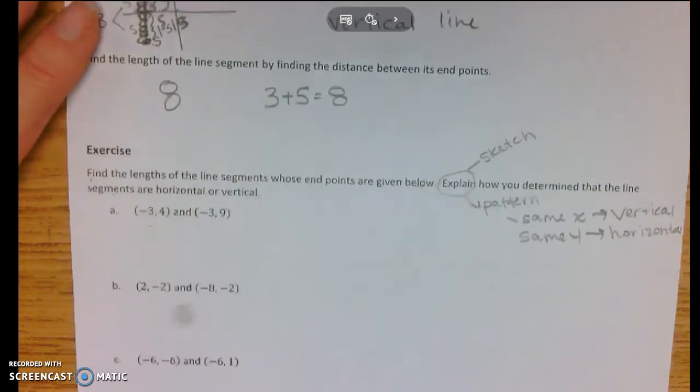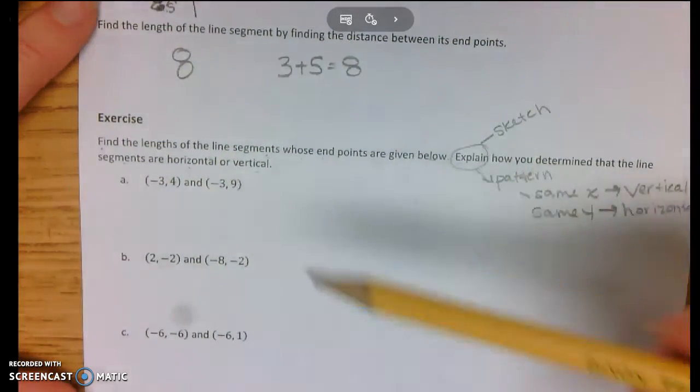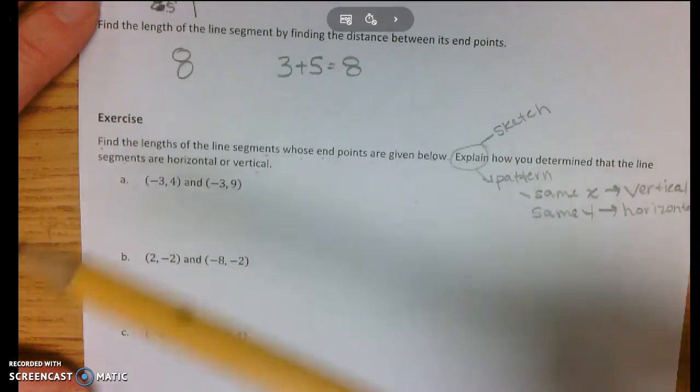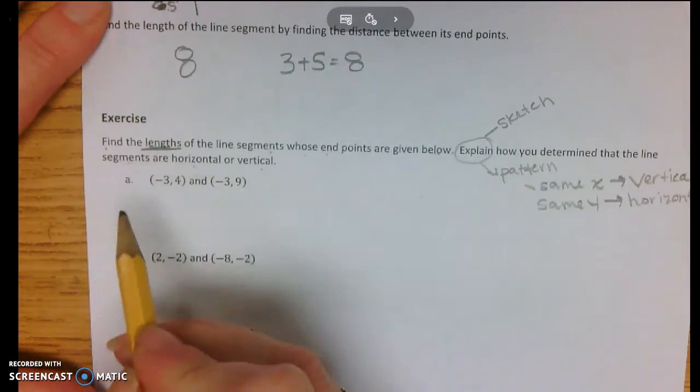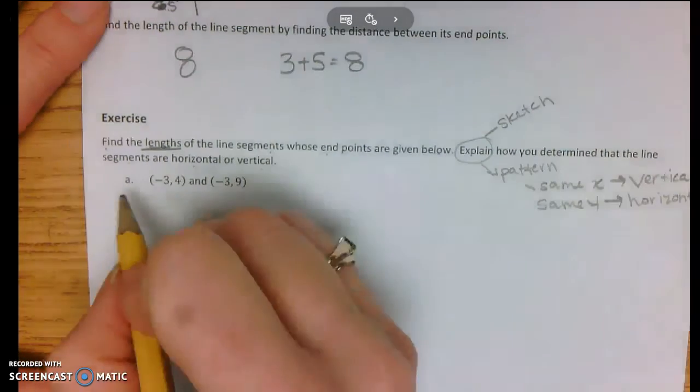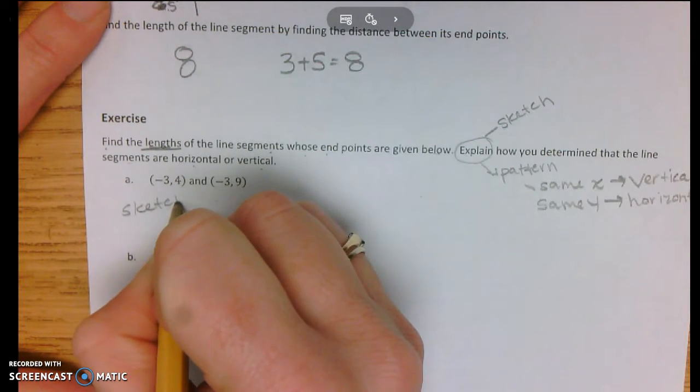So next, what I would like you to do is go ahead and find the lengths for A, B, C, D, and E. I would like you to sketch every single one of them.